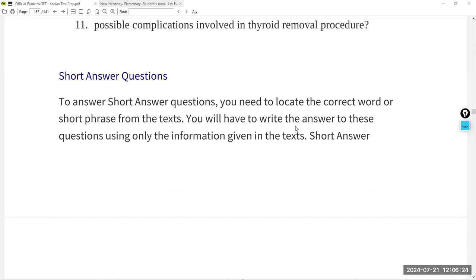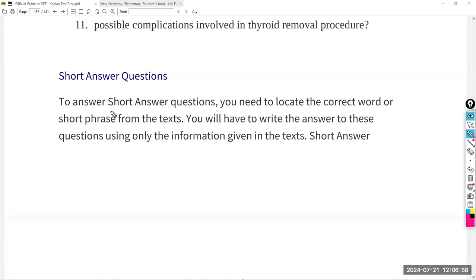Now, in writing the short answer, Joel, it is the opposite of matching the information. Because as I said, in matching the information, you have to skim, you have to read fast just to get the general idea or general information about the topic. But in writing a short answer, it is the opposite. I mean, in this kind of question, you have to scan the passages. Again, the meaning of scan is to read fast, but you have to look for specific information or specific details.